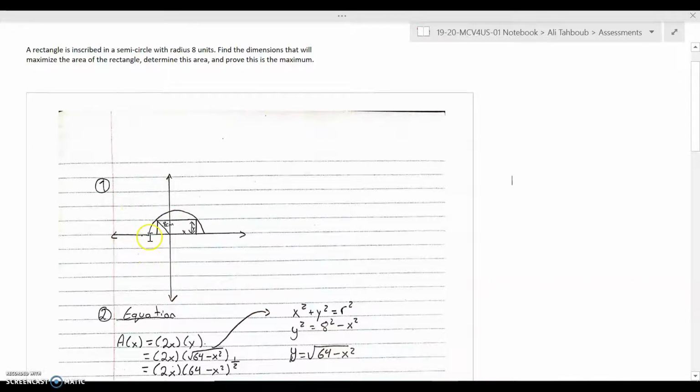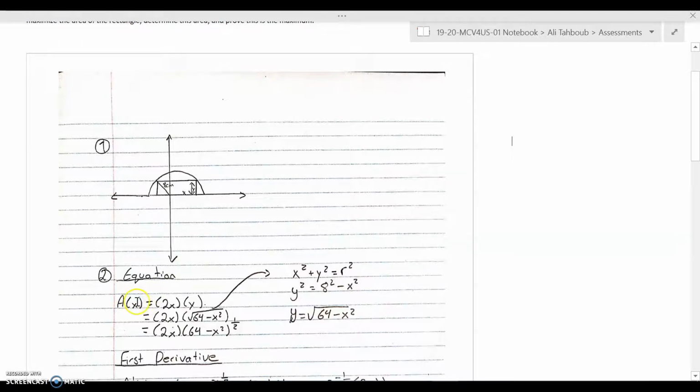So it's basically saying that there is a semicircle, and inside this semicircle lies a rectangle. We're only given one piece of information, and it's that the semicircle has a radius of 8 centimeters. And then we're asked to find what the maximum dimensions of this rectangle can be to fit inside this semicircle. To start with, we need to create an equation that represents the area of the rectangle, which in this case is 2x times y.